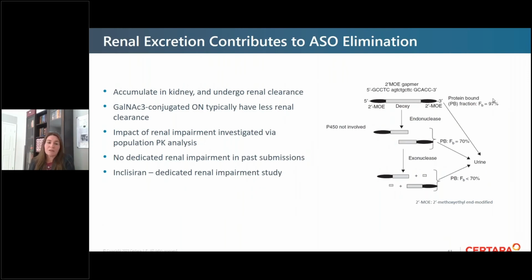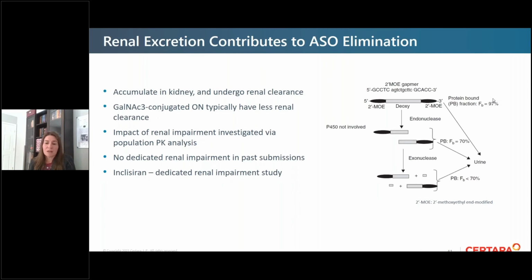Switching gears to renal excretion now and its contribution to the elimination of oligonucleotides. As Martin explained, there is accumulation of these drugs in the kidney, and they do undergo renal clearance. Usually for GalNAc conjugated molecules you see less renal clearance, but it still contributes to some part of the clearance of the parent.